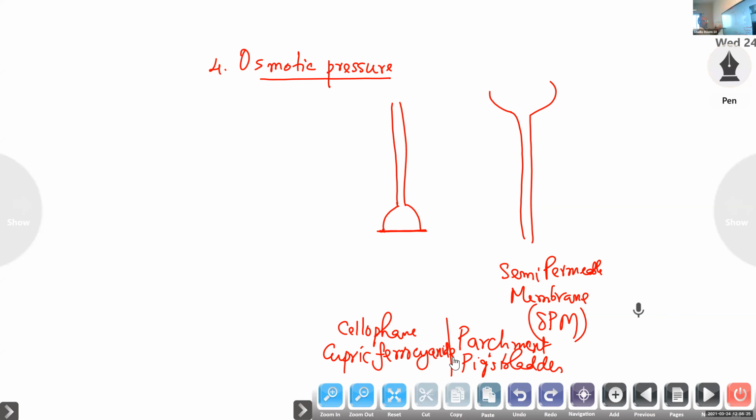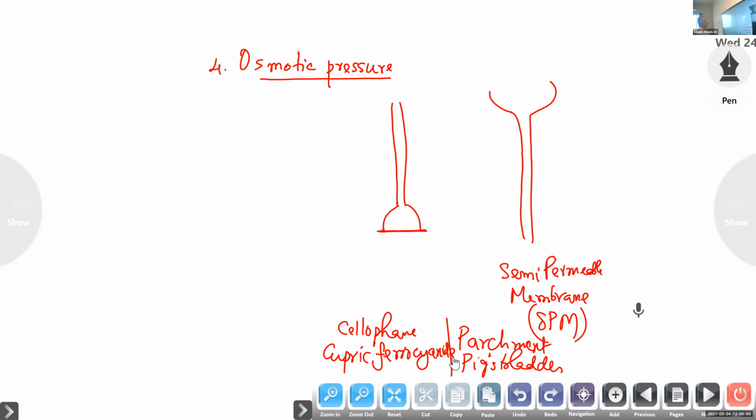You take a porous pot, for example a kuja, made of clay. It is porous; fine holes are there. And that is coated with cupric ferrocyanide.